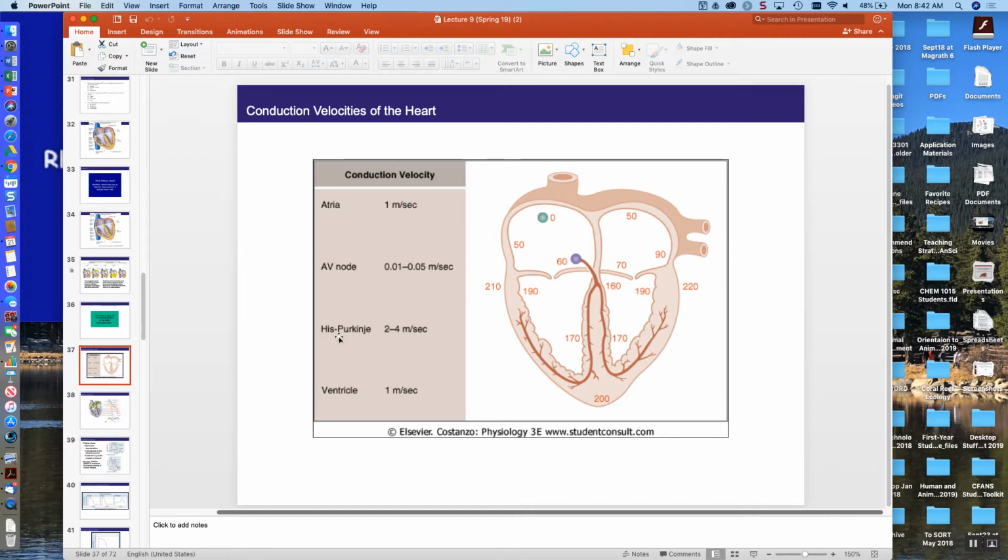His Purkinje fibers, this is the bundle of His, the left and right bundle branches, and the Purkinje fibers. They're a little bit faster. The conduction velocity or speed is 2 to 4 meters per second. But please notice how the AV node really slows down, about 100 times less than the conduction velocity in the atria: 0.01 to 0.05 meters per second. So again, there's not many gap junctions in the AV node. That's why that signal slows down.